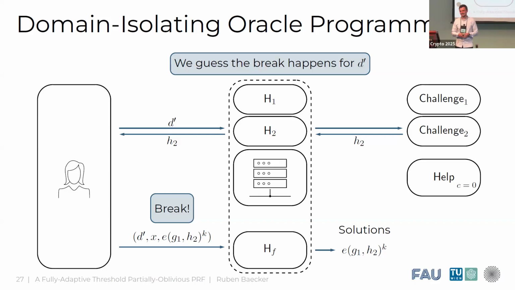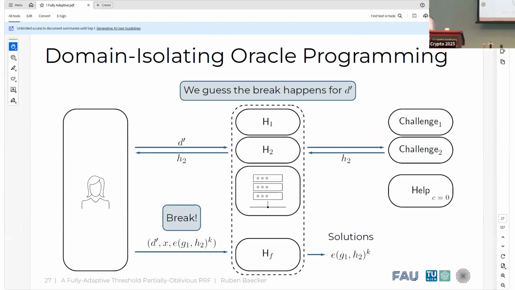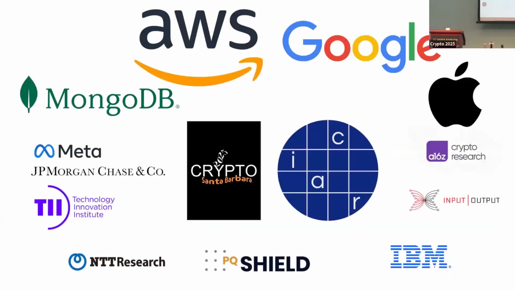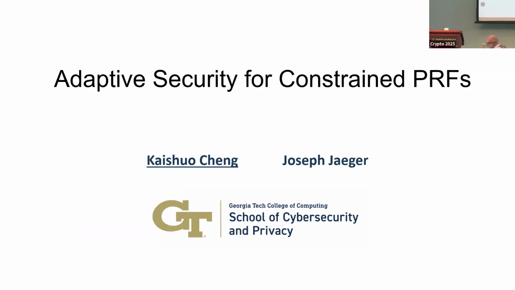So let's thank the speaker again. So the next talk will be adaptive security for constrained pseudorandom functions, and Kai Cheng will give the talk.